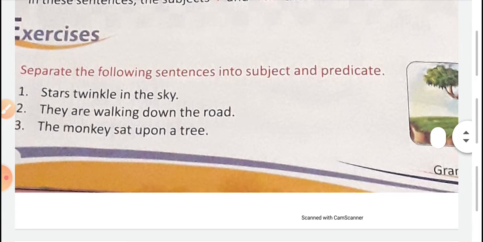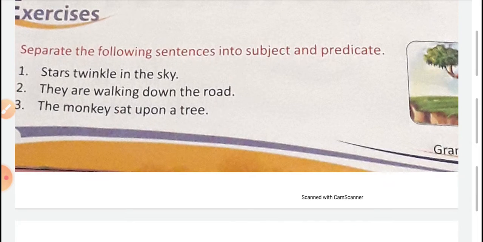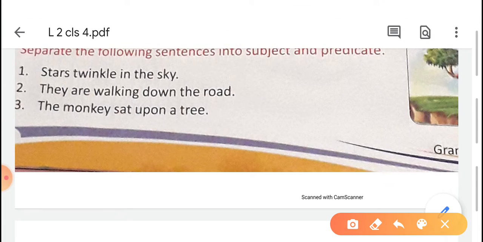Okay. Now we are going to do the exercise part. Separate the following sentences into subject and predicate. So I told you what is a subject, how can we recognize a subject, and how can we recognize a predicate in a sentence. Now first sentence is: stars twinkle in the sky. Here about whom we are talking, about the stars. So stars is subject, twinkle in the sky is predicate. From the verb portion the predicate will start.